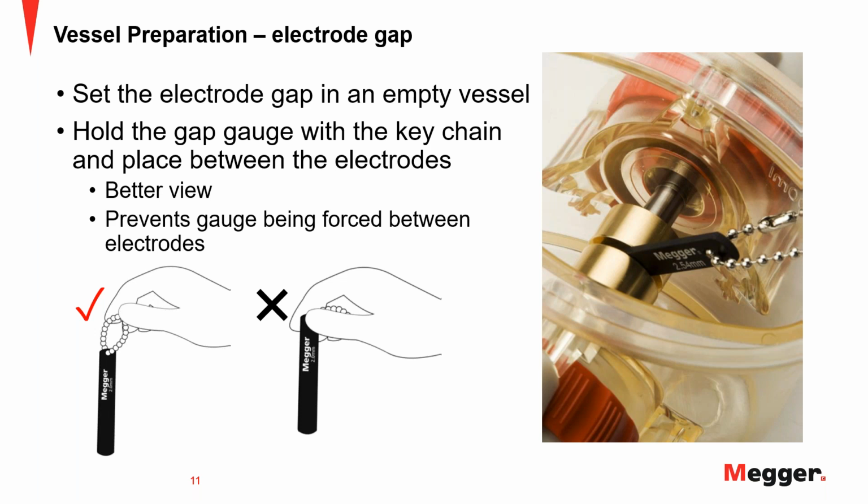By holding it with the keychain, you're also making sure that you're not forcing the gauge between the electrodes. You don't want to do that. You want to make sure that it just drops between the electrodes, and then you can make the adjustment. So you're not forcing it between the electrodes.